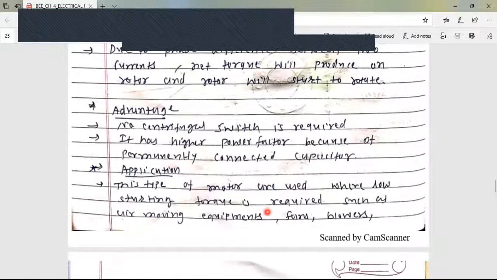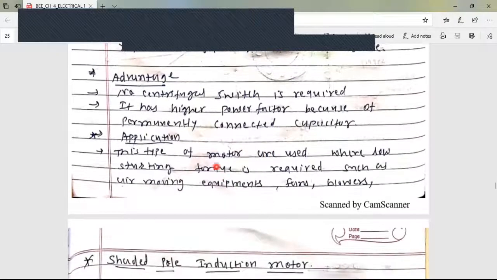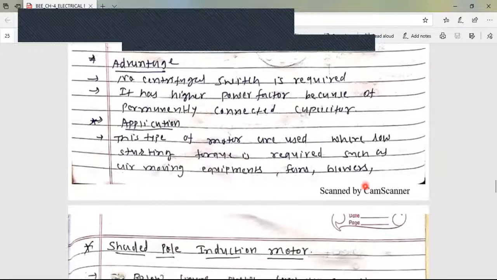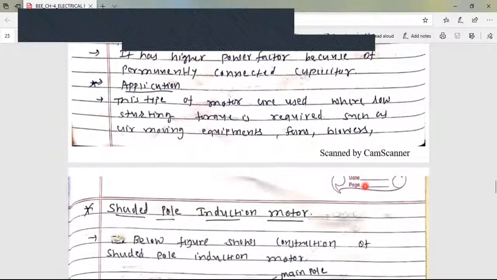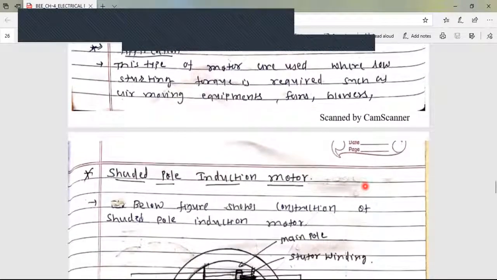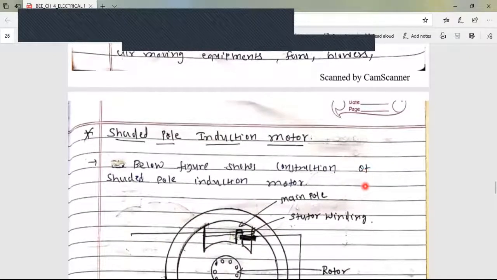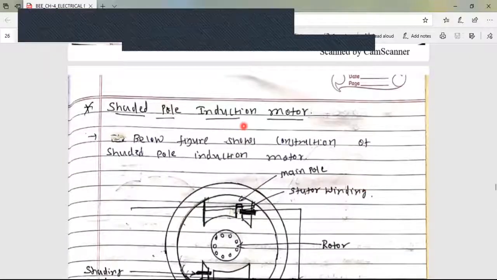And these are the applications of the capacitor run induction motor. These motors can be used where low starting torque is required, such as air moving equipment, fans, and blowers. These three are the types of single phase induction motor. Now we will see the last type, the shaded pole induction motor.